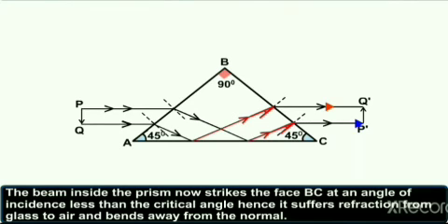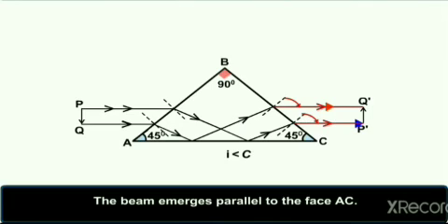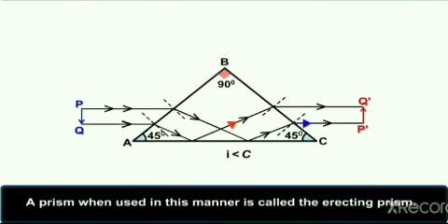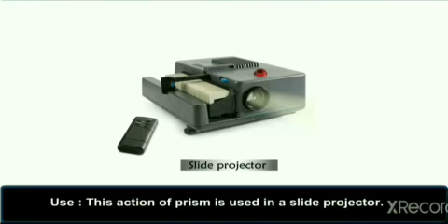The beam inside the prism now strikes the face BC at an angle of incidence less than the critical angle. Hence, it suffers refraction from glass to air and bends away from the normal. The beam emerges parallel to the face AC. As a result of refraction, on emergence, the rays are inverted, and for the inverted object PQ, the erect image P'Q' is obtained. A prism, when used in this manner, is called the erecting prism. Use: this action of prism is used in a slide projector.